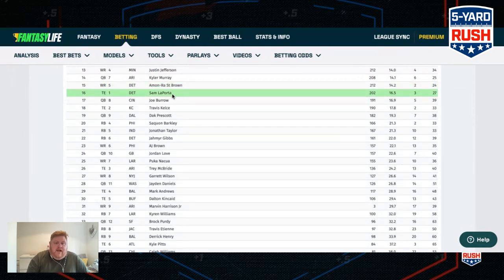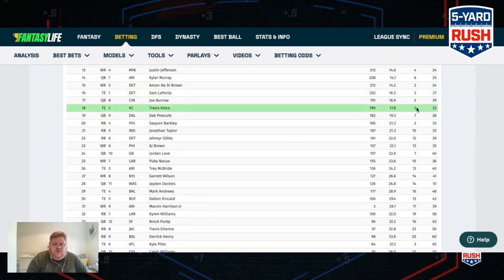Amon-Ra St. Brown. I have personally Kelce as my tight end one. But you can't really argue with what LaPorta has done, so I'm fine with that. You can see actually someone's taking Kelce at the 102. So there's clearly other people that do think that.